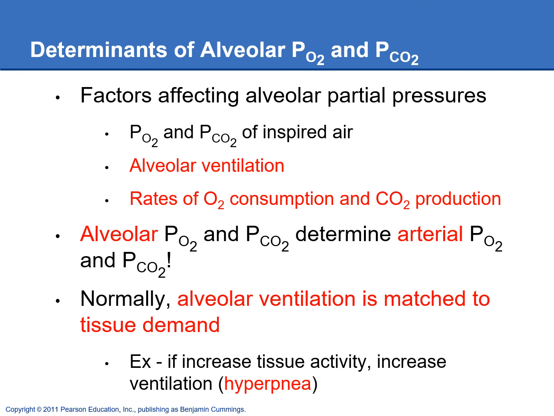So increasing your ventilation to match the increased tissue activity, that's called hyperpnea. So pnea means breathing and hyper just means increase. So when you start exercising, you're going to start breathing faster and deeper, and that'll bring more oxygen in and get rid of more CO2, and that'll help meet the tissue demand.